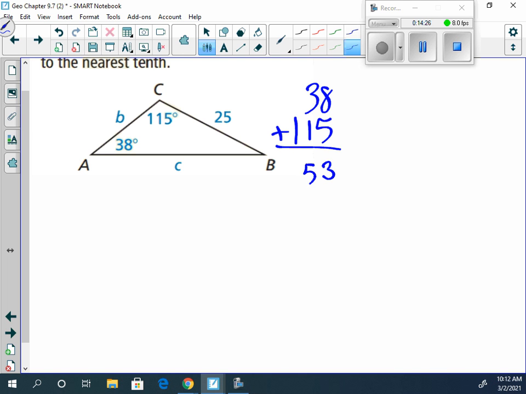Three. Right, we would add them together to get 153. And if we subtracted from 180, we would get 27. Or we can just subtract both of them from 180 and get 27. So luckily, finding the missing angle is not that bad.